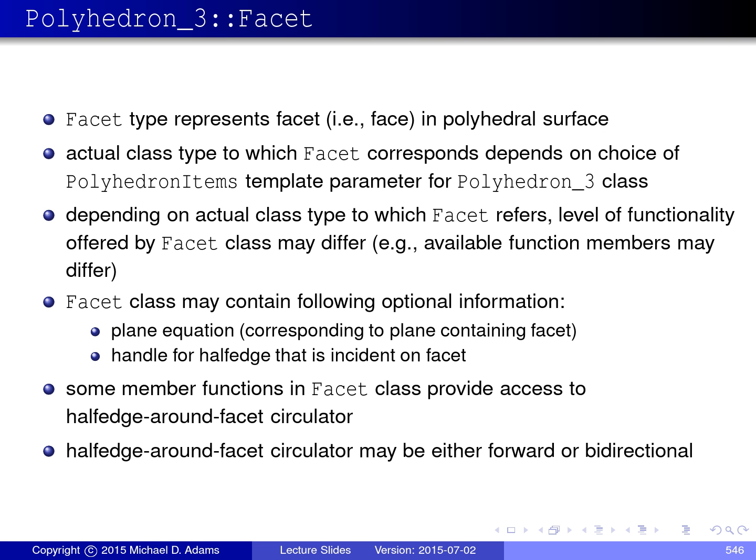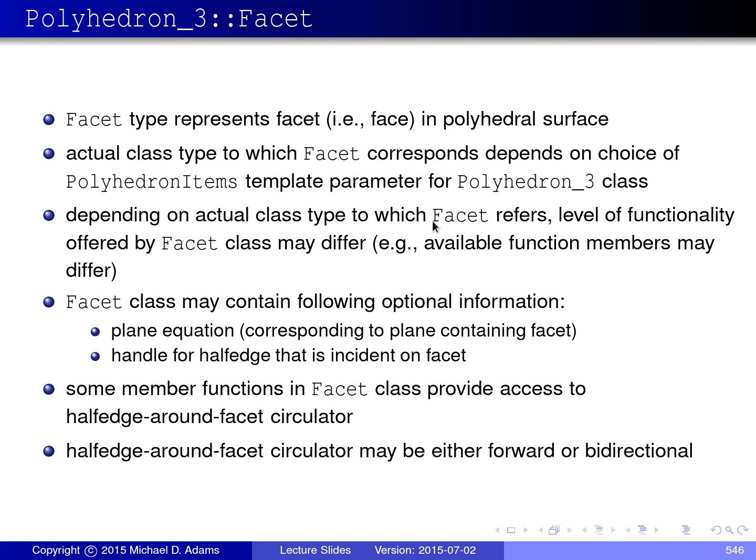As we saw earlier, one of the type members of the polyhedron 3 class is the facet type, and now we're going to look at this facet type in more detail. So the facet type represents a facet or face in a polygon mesh, and the actual class type to which facet corresponds depends on the choice of the polyhedron items template parameter used for the polyhedron 3 class. If you recall, when we talked about the polyhedron 3 class, there was a template parameter called polyhedron items. And effectively what this template parameter does is it selects the particular type that's used to represent a facet, a vertex, and a half edge for the particular polyhedron 3 class that we're using.